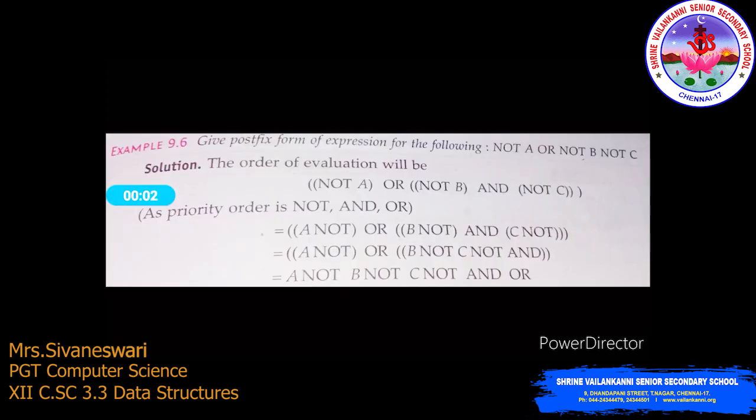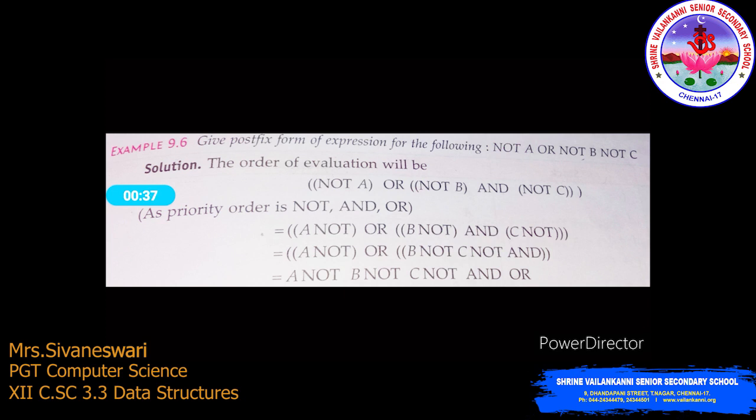Let's see one more example for the conversion of infix notation to postfix notation. Here it's a Boolean expression: not A or not B and not C. That means not B and not C. The order of priority is not, then and, then or. So not B and not C will be executed first, and then it is ored with not A.